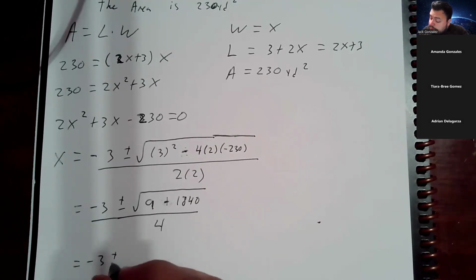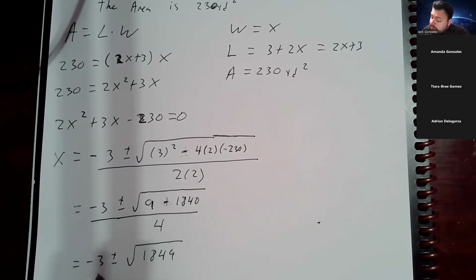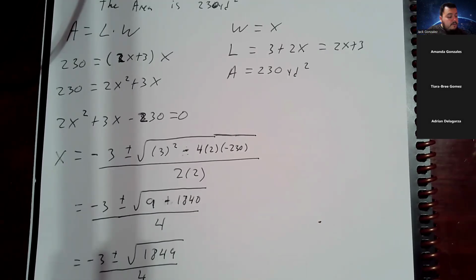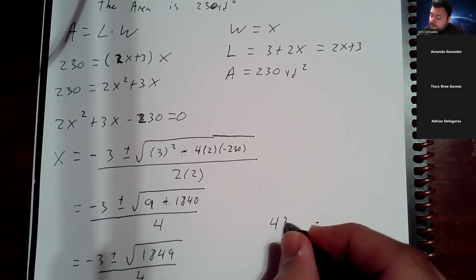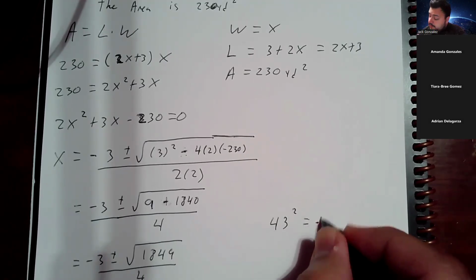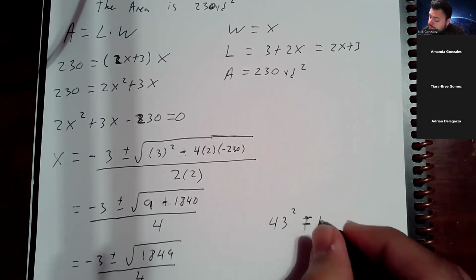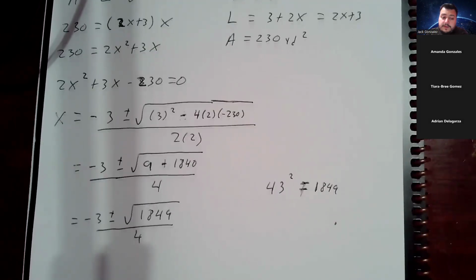Negative 3 plus or minus the square root of 1849 over 4, which I think is a square now. Yeah. 43 squared is, oops, 1849.